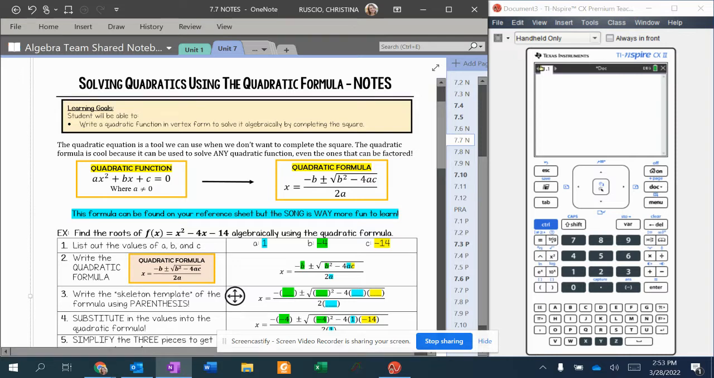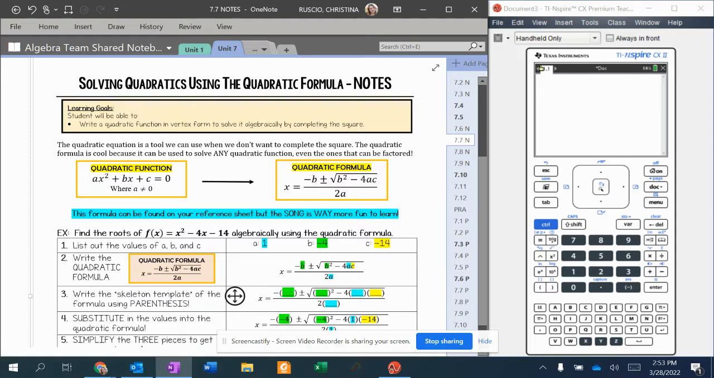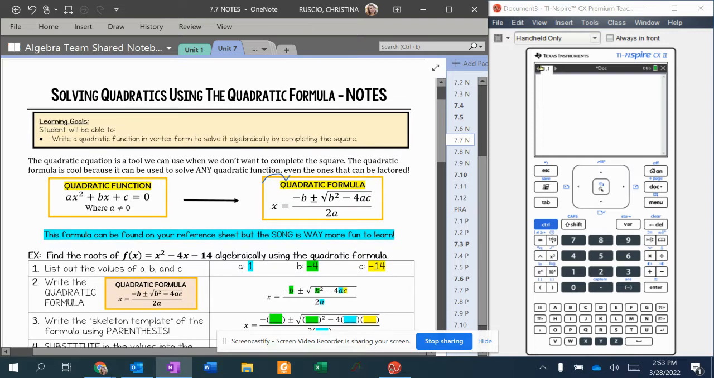The learning goals are probably messed up on your paper too, but we're not going to be doing what we did last video. We're actually going to be solving quadratics using this amazing formula that works with any single quadratic equation that you may encounter. And that is called the quadratic formula, which you can see right here.